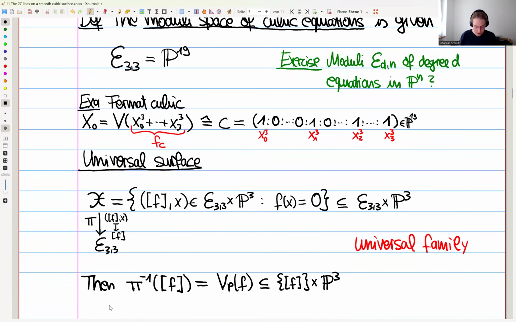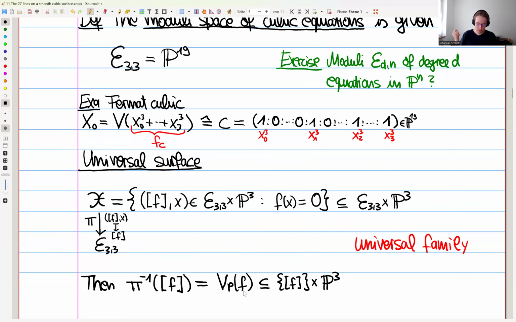And the reason is that, well, what happens? You have here, from this X, a projection map which just remembers the first term, which just remembers this f. And then what is this pi inverse of f? Well, it sits inside this singleton set times P3, so it sits inside a copy of P3. And it's just then the points x inside P3 such that f of x is equal to 0. So in other words, it is just the vanishing locus of this equation f.